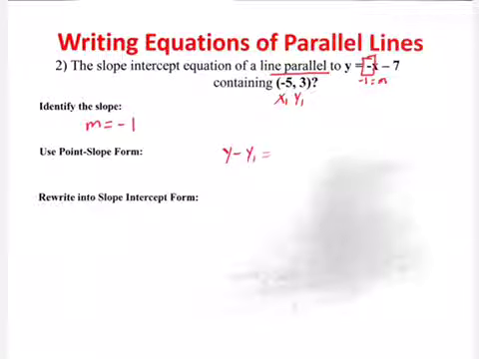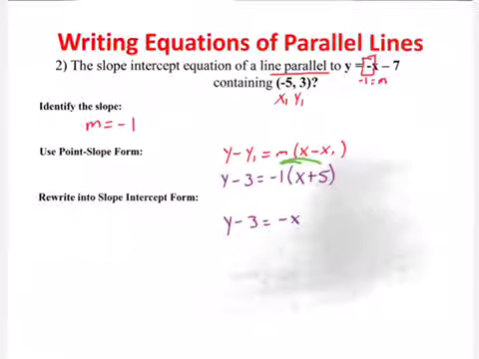So y minus y1 equals m times x minus x1. So we plug in what we know. We've got y minus 3 equals -1 times x plus 5. But they want this one in slope-intercept form, so that means we have to distribute our slope. So we'll distribute the -1 throughout. That changes our equation. We've got y minus 3 equals -x minus 5. Then we'll add 3 to both sides, in which case our final answer becomes y equals -x minus 2.